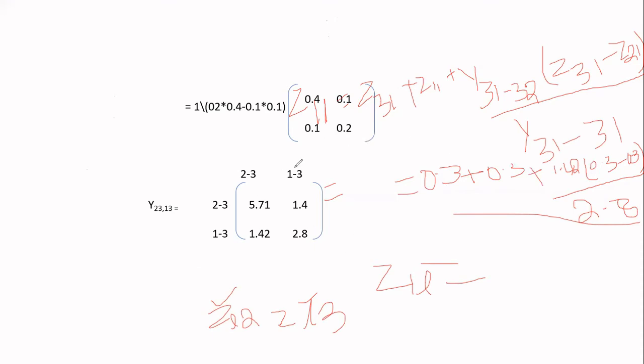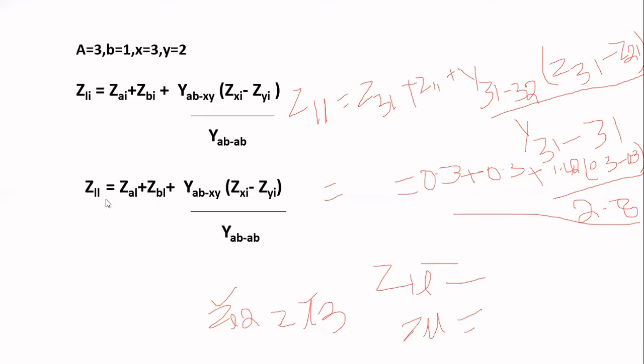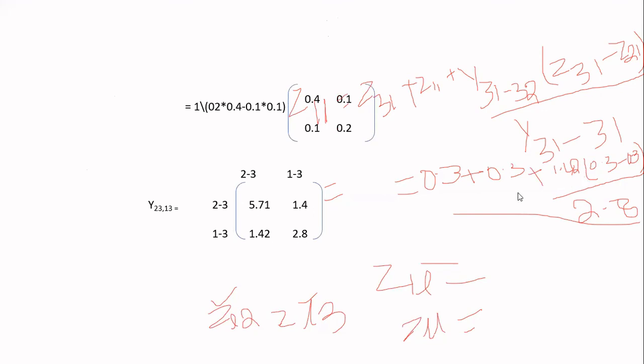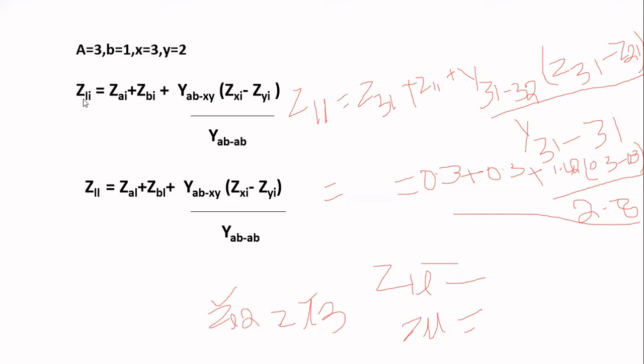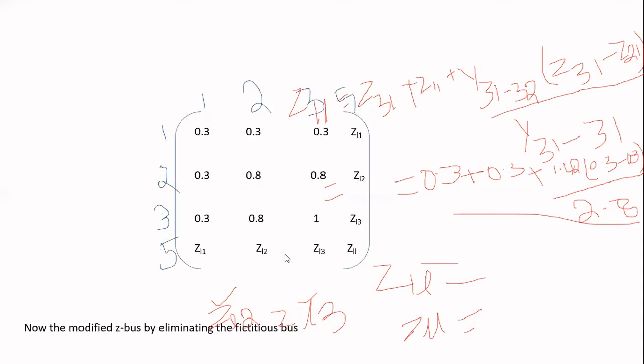Next, we calculate ZLL. There is a formula for self-impedance calculation, ZLL. By using this formula, we calculate ZLL. This is ZAI, ZBI plus YABXY, which is obtained in this matrix. Like this, we calculate ZL1, ZL2, ZL3 and ZLL values, and then we substitute all the values in this matrix. Understand up to this?